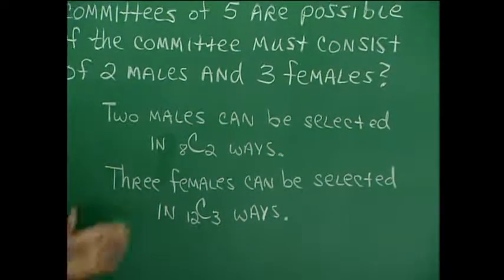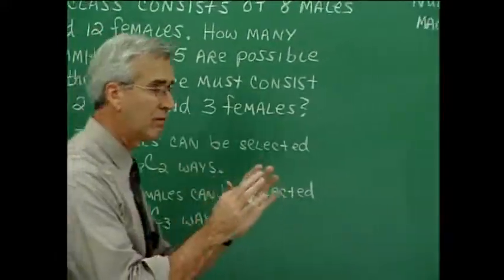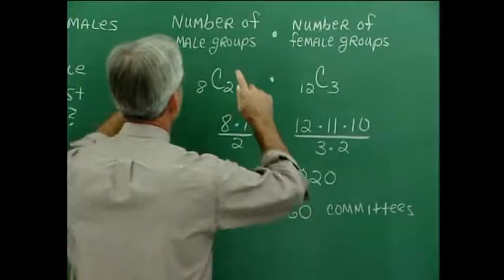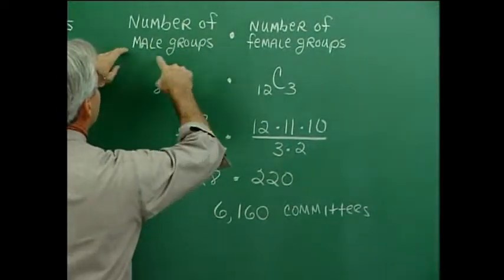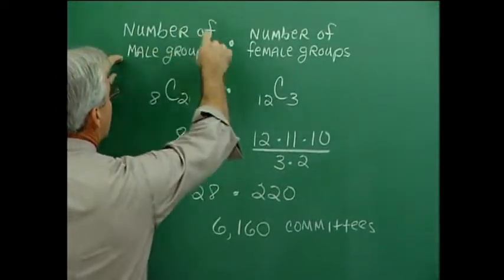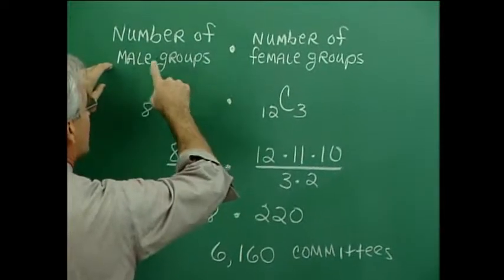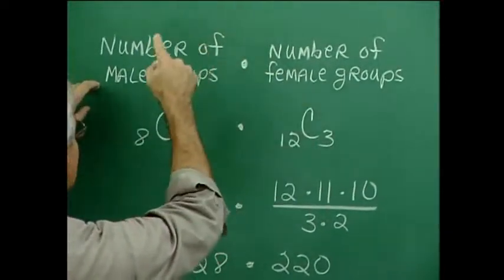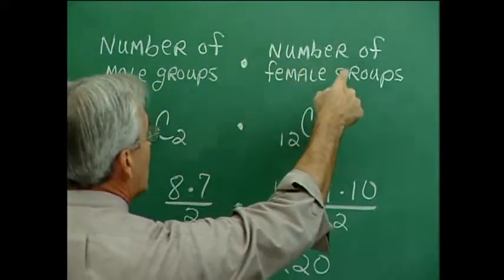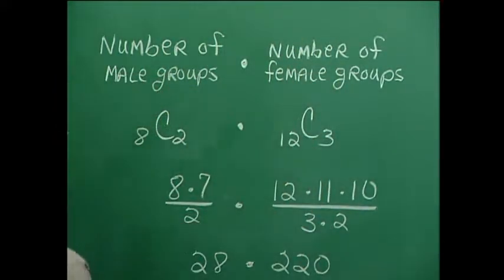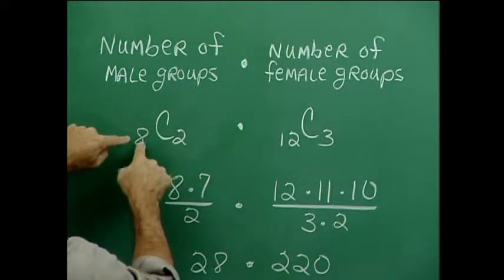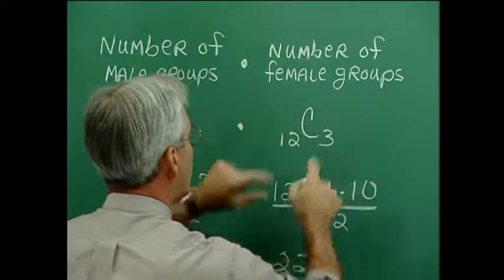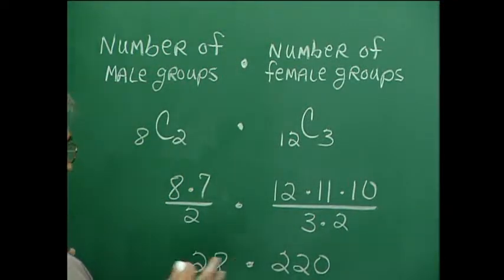That's the idea. All right, let's come up here and put the idea of combination and permutation together. You see, if we take the number of male groups, each one of these male groups can be associated with each one of the female groups. So we have to take the number of male groups and multiply times the number of female groups. Now the number of male groups, we said, is the combination of 8 things taken 2 at a time. The number of female groups is the combination of 12 things taken 3 at a time. And now it's just a calculator punch.